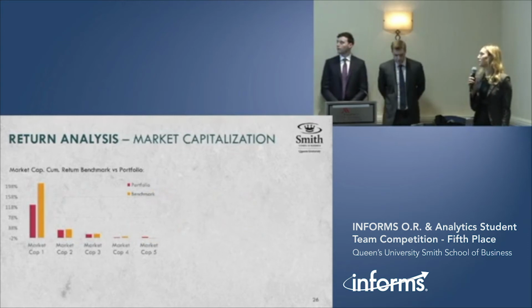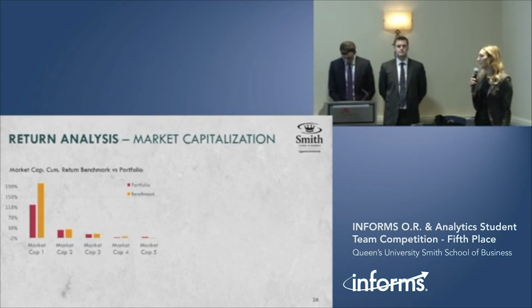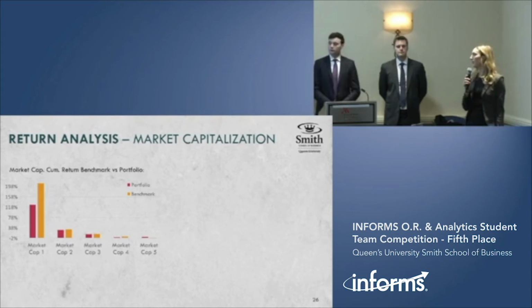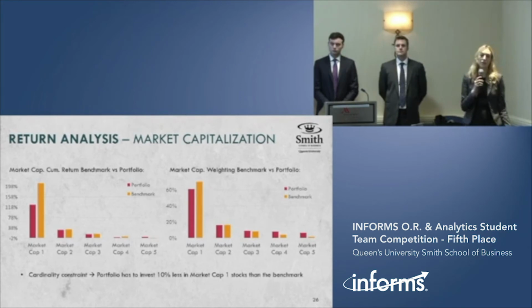We also took a closer look at return in terms of market capitalization. As you can see here, we didn't perform as well as the benchmark did in market cap 1. This is large cap companies. A reason for that is our cardinality constraint. Given that we are only allowed to invest into 70 stocks, while the S&P 500 invests the majority of their weighting into large cap companies, means that we can never select as much, and we're probably going to be underperforming in that area in market cap 1.